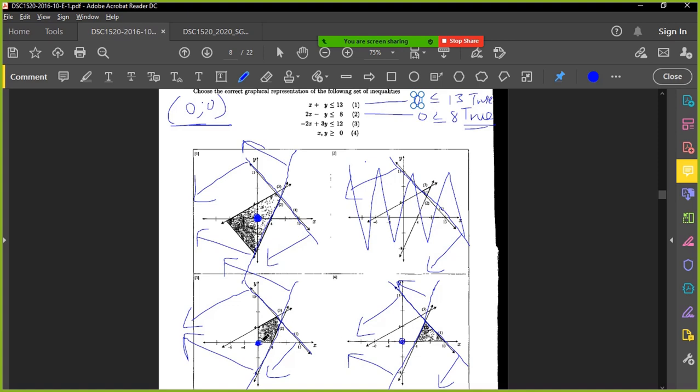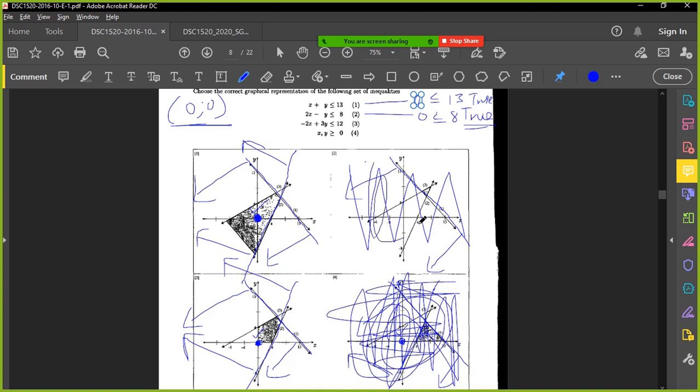Can I have the origin? Yes, I can. Oh, here they've highlighted the other side. So is this one right or wrong? It's wrong. So that's wrong. Do you agree? Yeah, okay. All right.